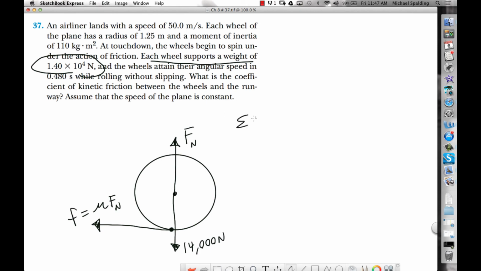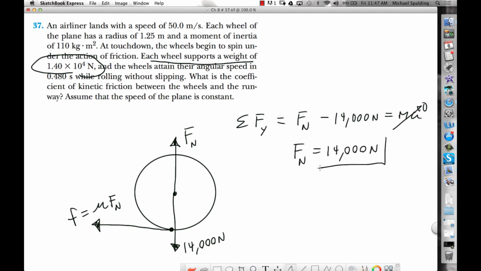So now we're going to sum the forces in the y, just in the y. So in the y direction, we have normal force minus 14,000. Sum of the forces equals ma. What's the vertical acceleration? 0. So the normal force is equal to 14,000. We're going to use that in a second.